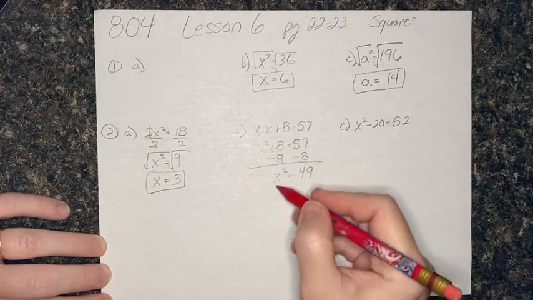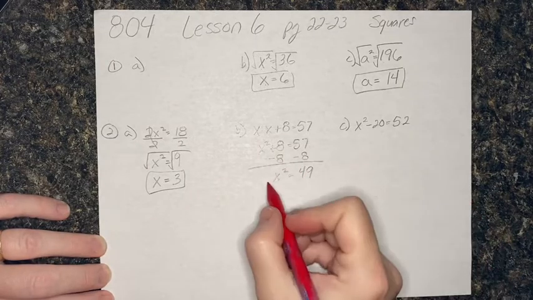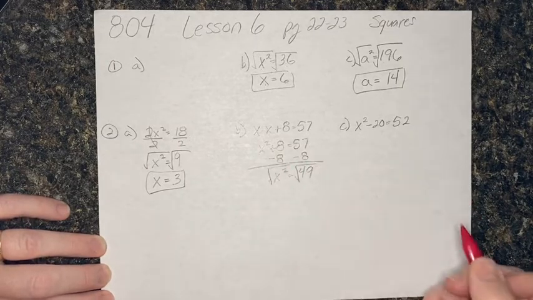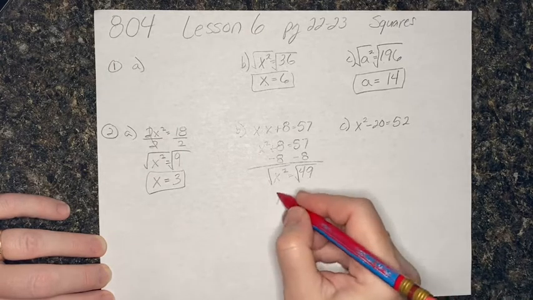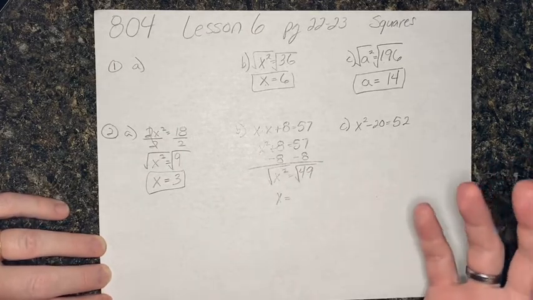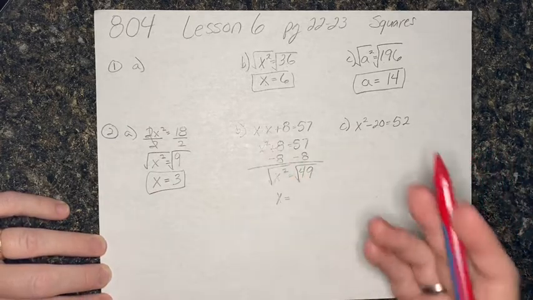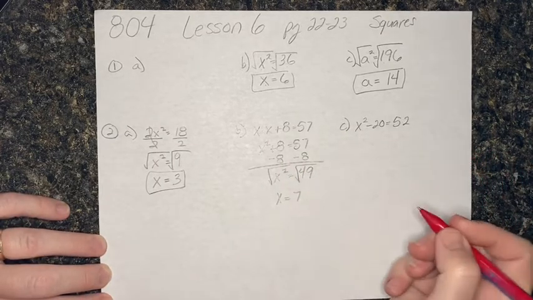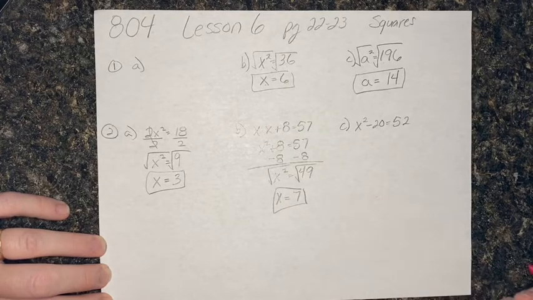All right, x is being squared. We're going to do the opposite and take the square root of both sides. That tells us that x is equal to the square root of 49. Well, if you know your times tables, you know that 7 times 7 is 49. So the square root of 49 is 7.